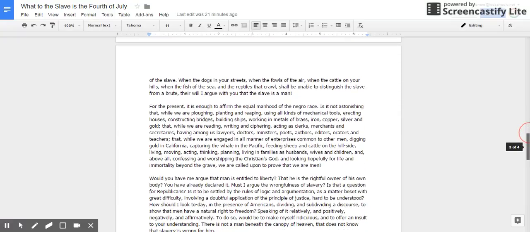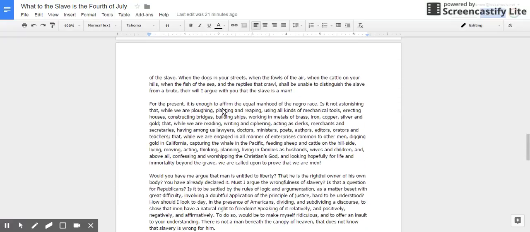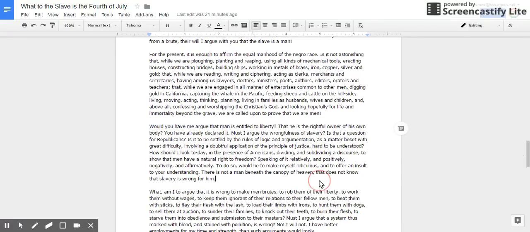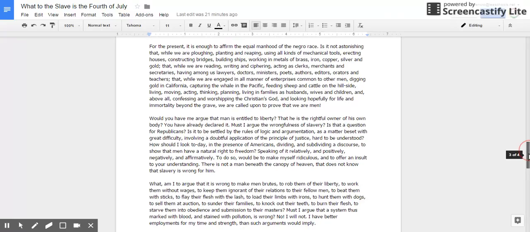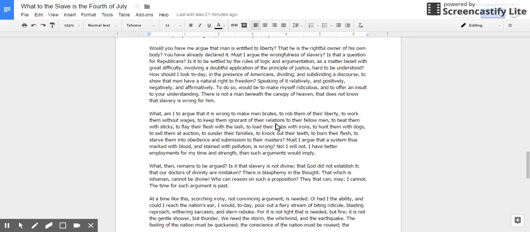And then in the next paragraph, he starts off by saying, I affirm, I uphold the equal manhood of the Negro race. And then he says, would you have me argue that this man is entitled to liberty? And again, he uses rhetorical questions to get his audience to think, and then he answers the question. And at the end, he says, there is not a man beneath the canopy of heaven that does not know that slavery is wrong for him. So, of course, everyone knows that slaves are entitled to liberty. And then he asks, am I to argue that it is wrong to make men their brutes to rob them of their liberty? No, I will not, because, again, everyone knows that. What arguments remain?